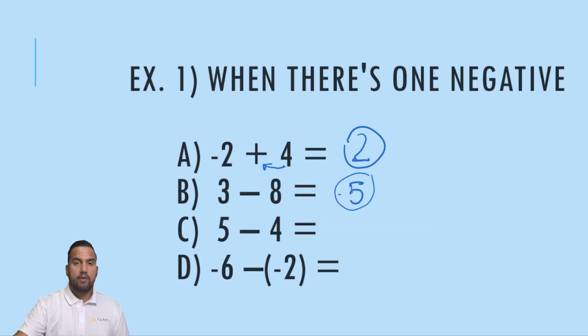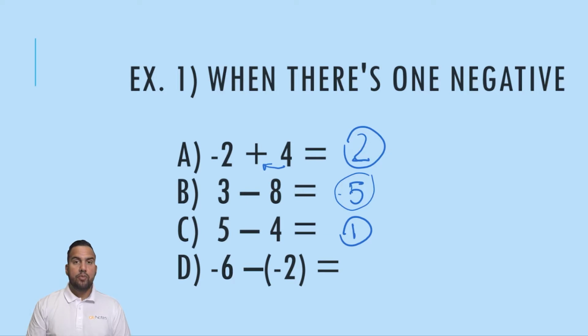What about C? C is something that you guys are used to. What's 5 minus 4? I know you know that already. 5 minus 4 is 1. Now that was simple. Why do we know this? Because there was one negative in the problem, so you subtract 5 minus 4. And then because the bigger number was 5, that's the reason why it was positive.